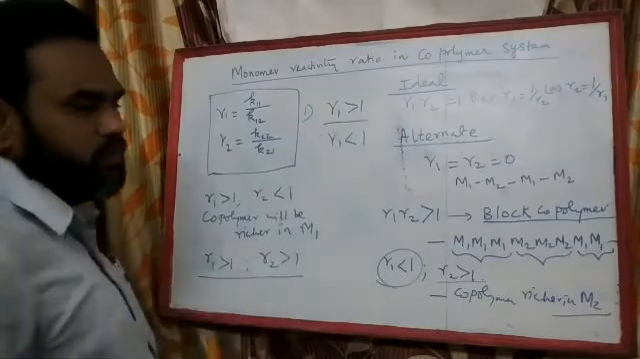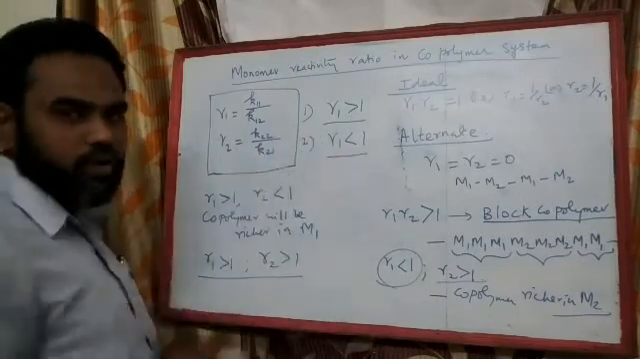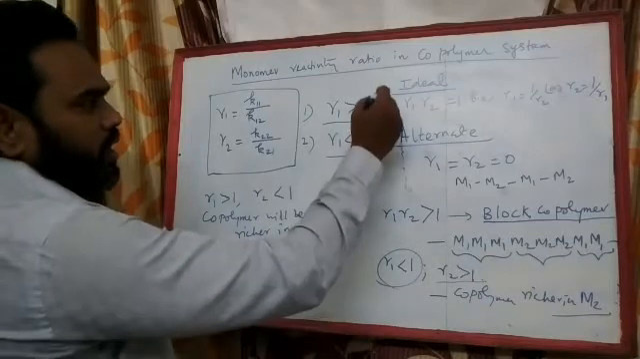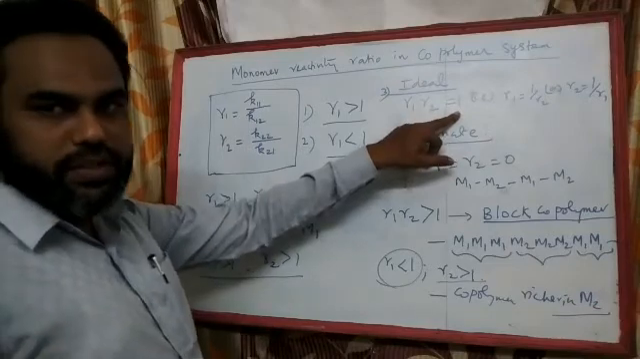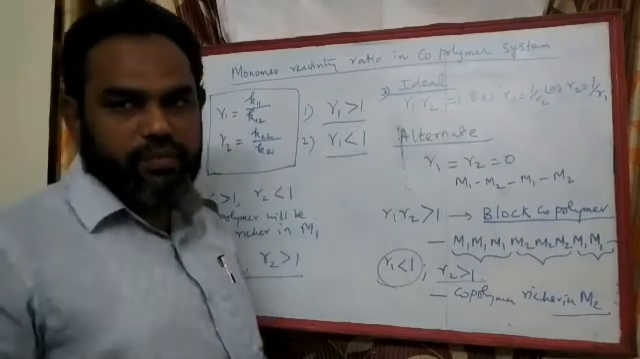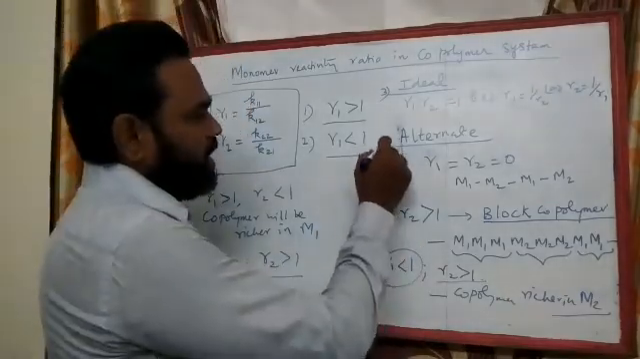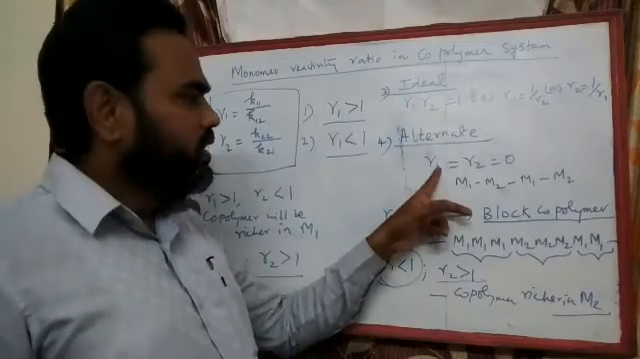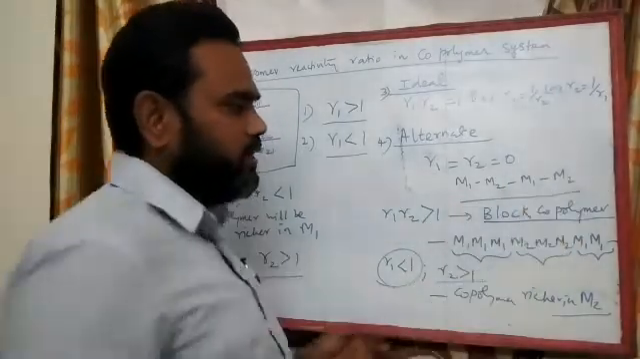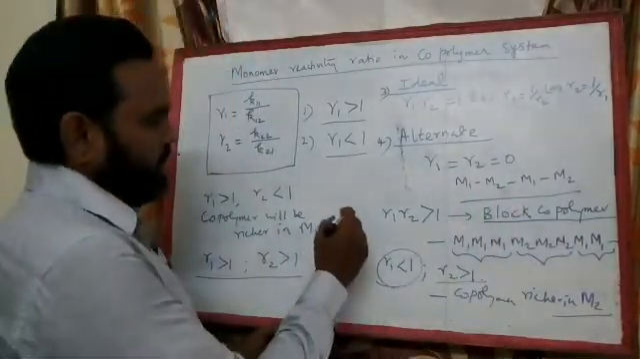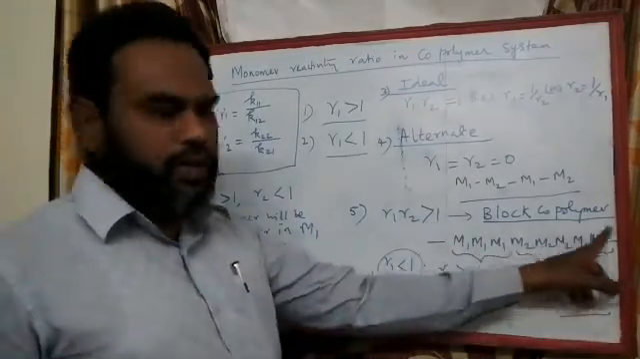When R1 is greater than 1, the copolymer will be richer in M1. When R1 is less than 1, the copolymer is richer in M2. Ideal system, where R1 and R2 are equal to 1: you will get an azeotropic mixture where the monomer feed is the same as the copolymer composition. Number 4 is the alternating system where R1 is equal to R2 is equal to 0. In such a case, you will have an alternating copolymer. In case 5, R1 and R2 are greater than 1, you will get a block copolymer.